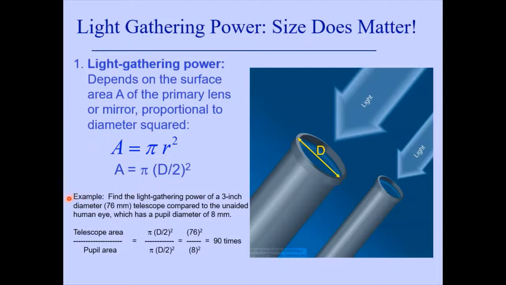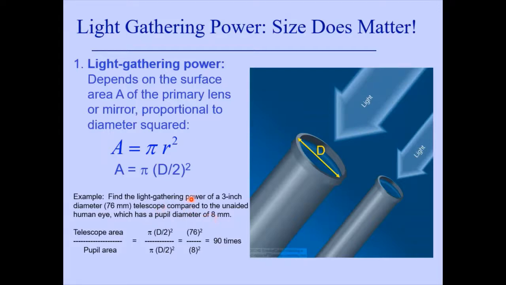So let's just look at an example here to see what we mean by light gathering power. Let's find the light gathering power of a 3-inch diameter, or 76 millimeter, telescope compared to the unaided human eye, which has a pupil diameter of about 8 millimeters.